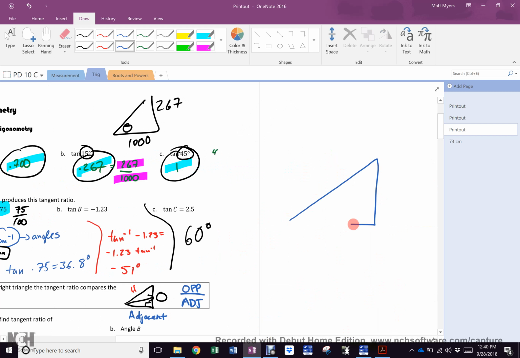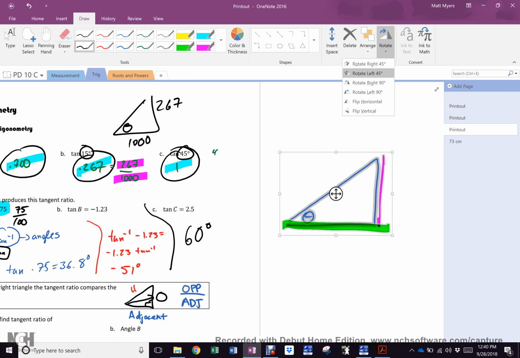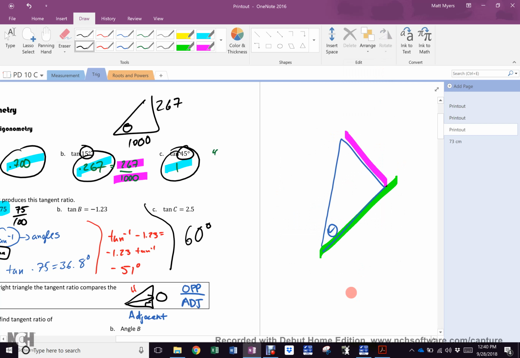If I draw the triangle this way, there's theta, green side, pink side. What's the tangent ratio when I draw it this way? It's vertical over horizontal, yes? So easy. It's pink over green, right? What if I turn the triangle? Now I can't do vertical and horizontal, can I? Because they're both diagonal. So I do opposite, which is right across, and adjacent, which is right beside. Everybody understand? It's still pink over green. Everybody cool? Great.